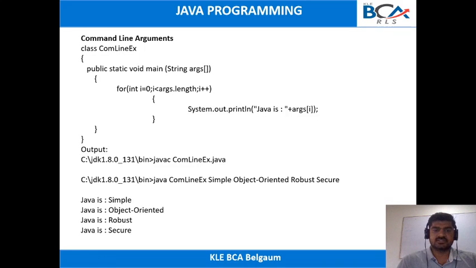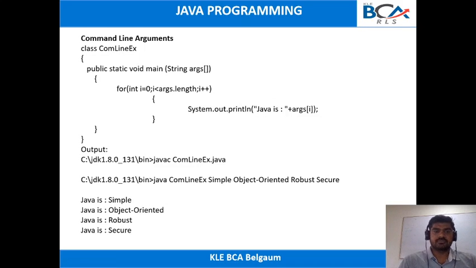Here we are passing a number of values, that's why we use the for loop: for int i equal to 0, i less than args.length. This args.length will calculate the length of the array. Next, i++. Inside this for loop we are printing the values. Args of i, for the first iteration i value is 0, args of 0 will point to the first command line argument. Like this we are displaying the values.